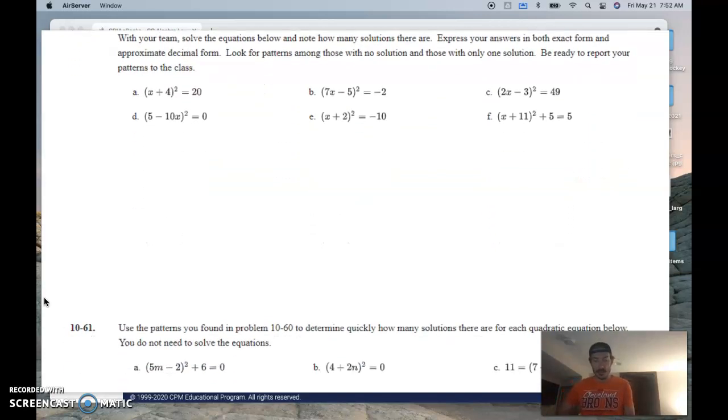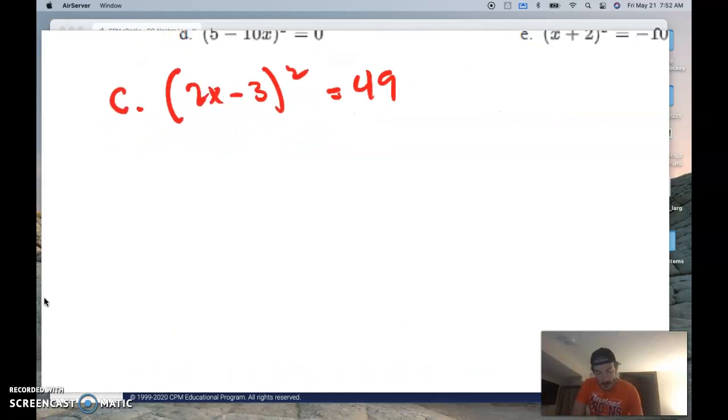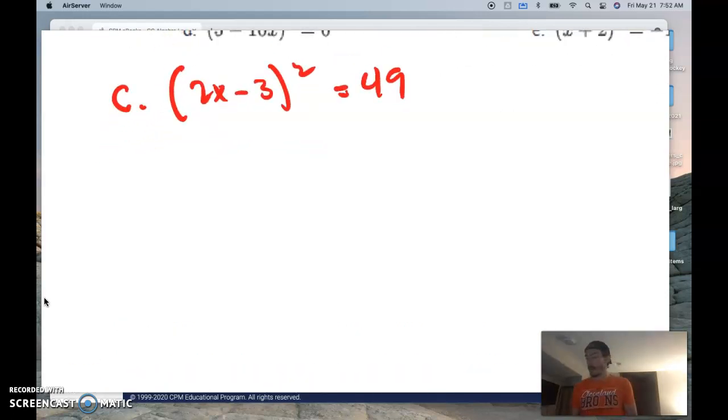So here we go. I'm going to start, because I know what's coming here, with letter C. And letter C says the quantity of 2x minus 3 squared equals 49. Now, we're going to go ahead and solve this. And we might use decimal notation here. We're not going to need it, but, well, that's not true. We might need a calculator. So I've got my handy-dandy phone calculator here. It is the 4-function calculator that I'm going to need.